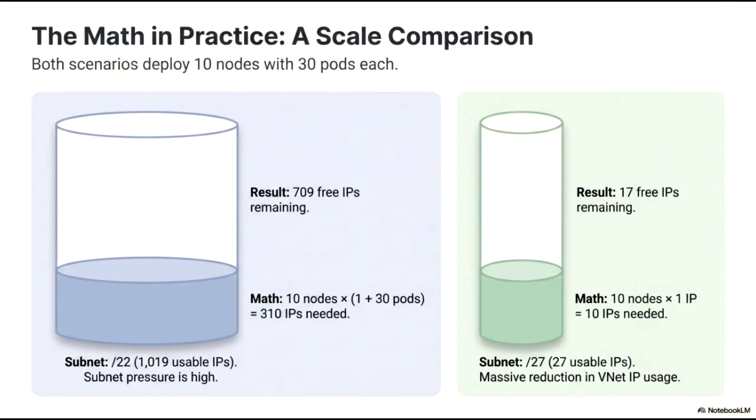Here, only the nodes require IPs from the primary subnet, reducing the total requirement to just 10 IPs for the same workload. This allows for the use of a much smaller /27 subnet while still leaving room for growth. This comparison demonstrates a massive reduction in VNet IP usage, enabling far greater scale with a significantly smaller IP footprint.